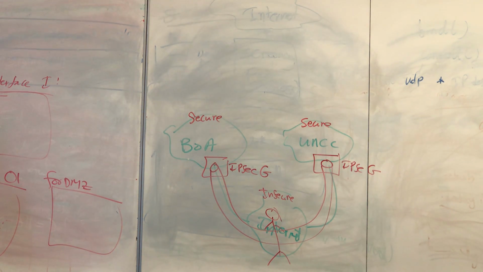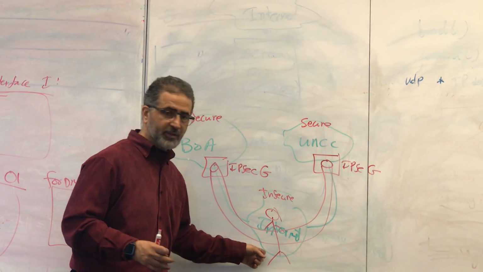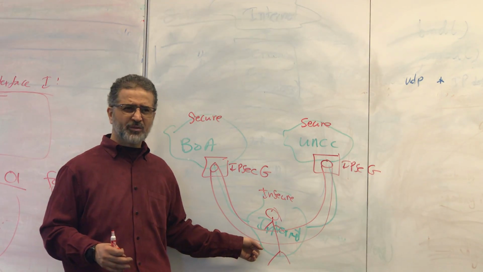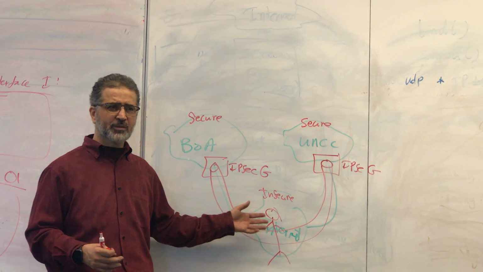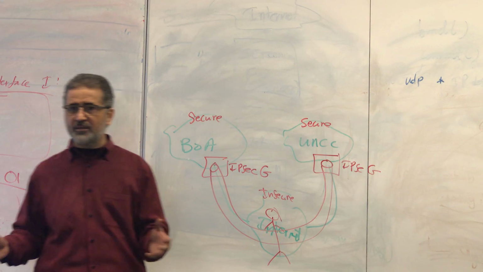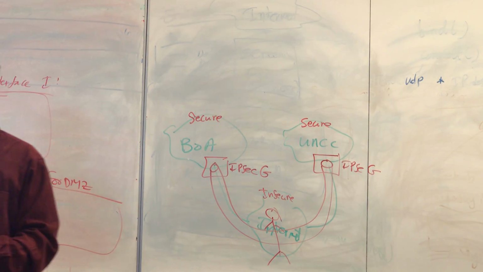across an insecure network. Even if this is wire, by the way, this doesn't have to be the internet. It could be a wireless network, broadband networks, cable networks. Again, it's insecure, so you can do the same thing.